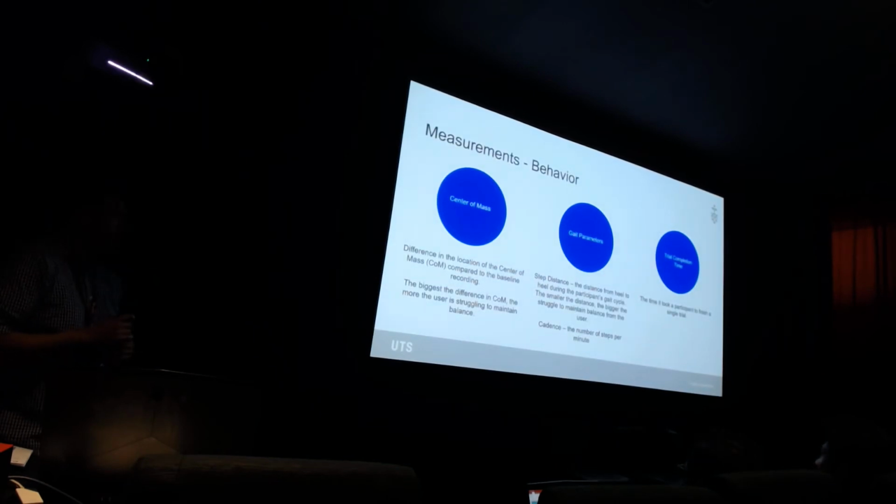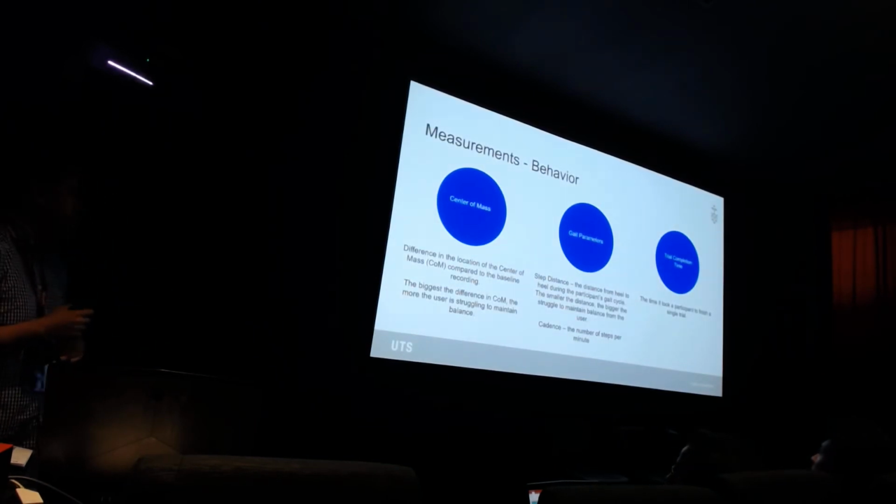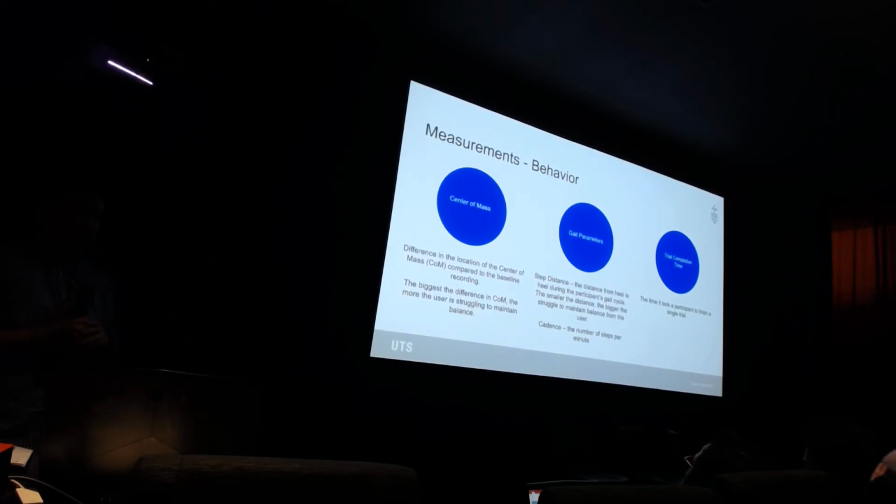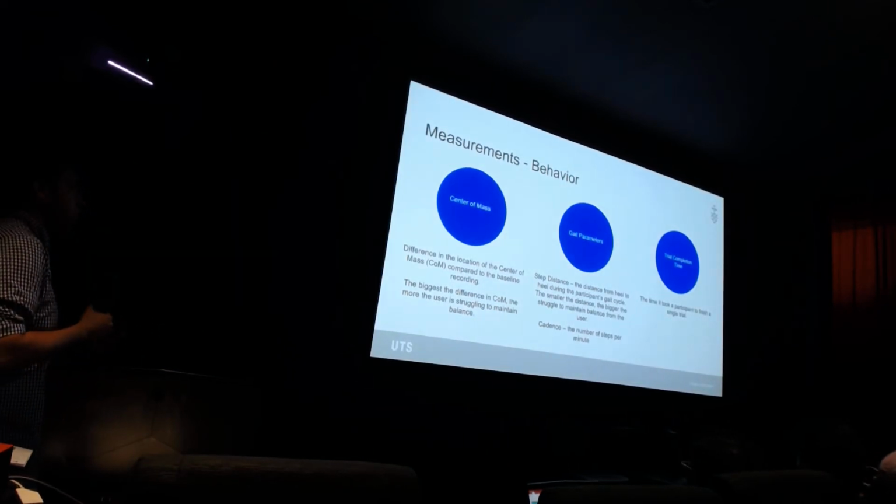The other measurements we had were the behavior of the participants. So we calculated the center of mass. As I said, I first calculated the center of mass of the participants when they were walking without the VR headset. And then I calculated the center of mass when they were walking at the different levels of TG. I took the difference of the position of the center of mass to see how much it differs when walking under TG compared with their normal walking.